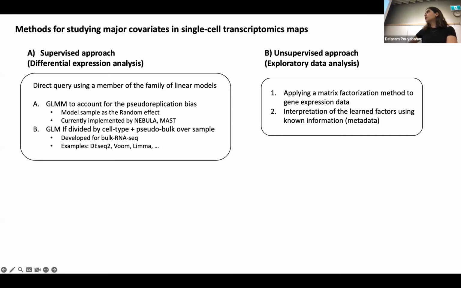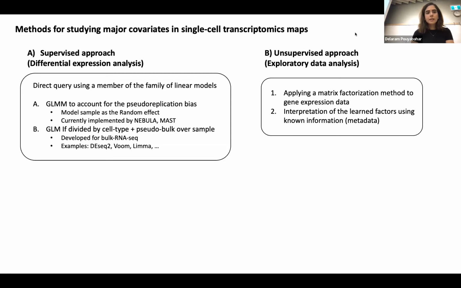Another approach is to use pseudobulks. Then you would be able to use traditional bulk RNA-seq methods for performing this differential expression analysis, and they're usually based on generalized linear models. Some examples are DESeq2, Limma, and many others.